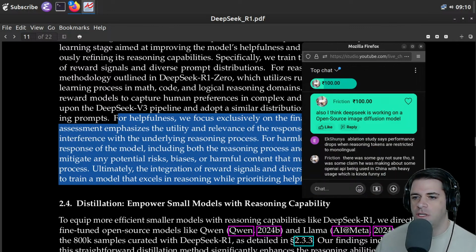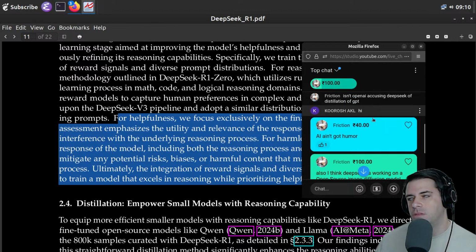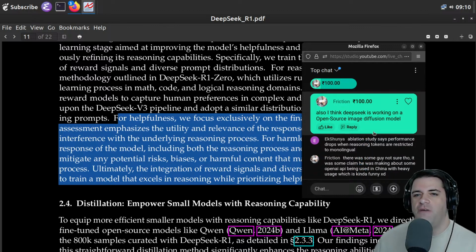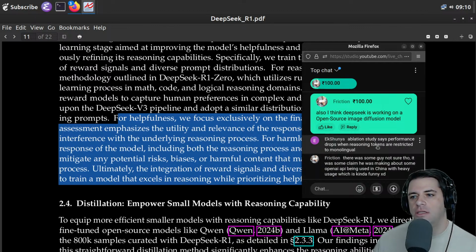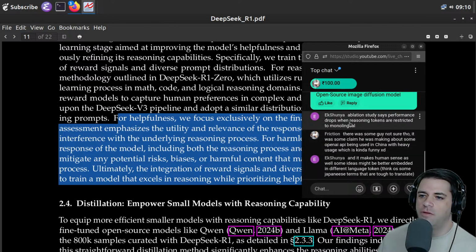Also, I think Deepseek is working on an open source image diffusion one. That's cool. I'm a big fan of the open source models, and I'm not entirely opposed to the piracy. So I say good for them. Yeah, okay. Ablation study says performance drops when reasoning tokens are restricted to multilingual.